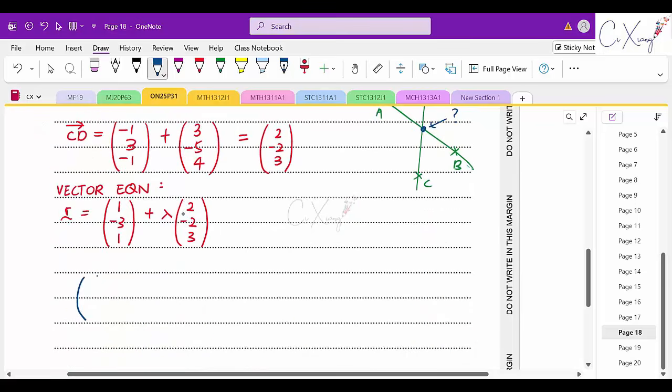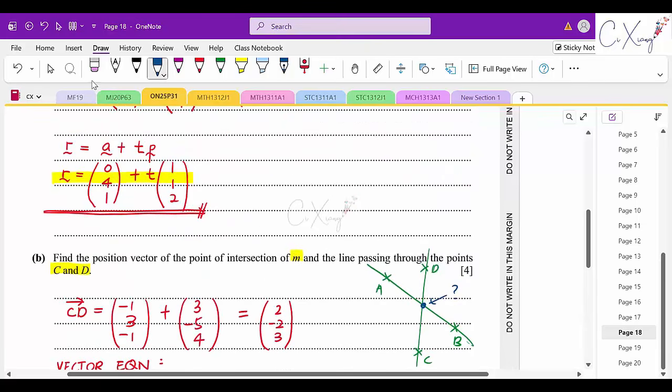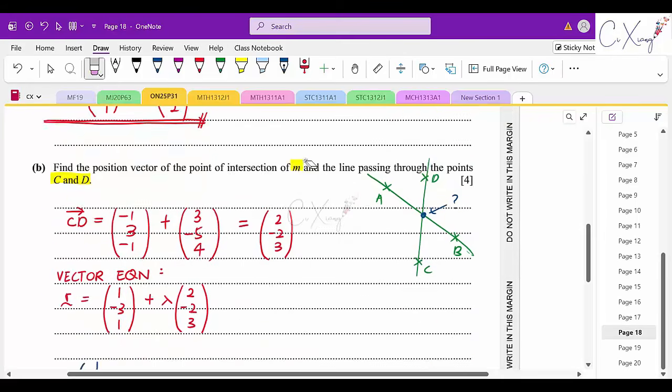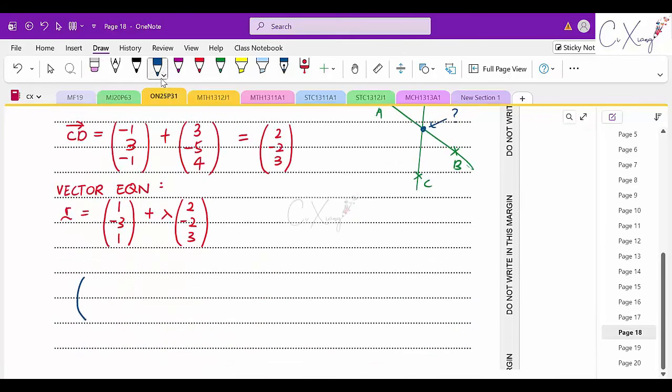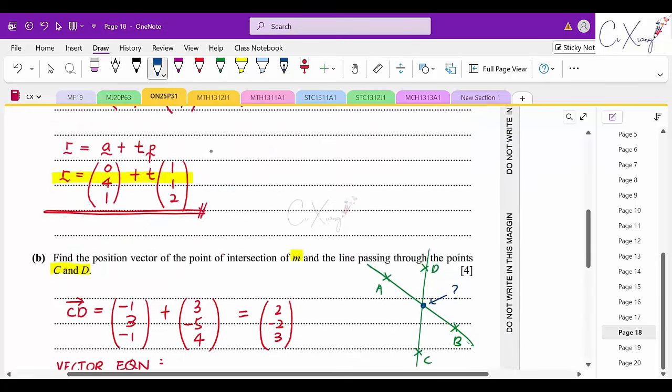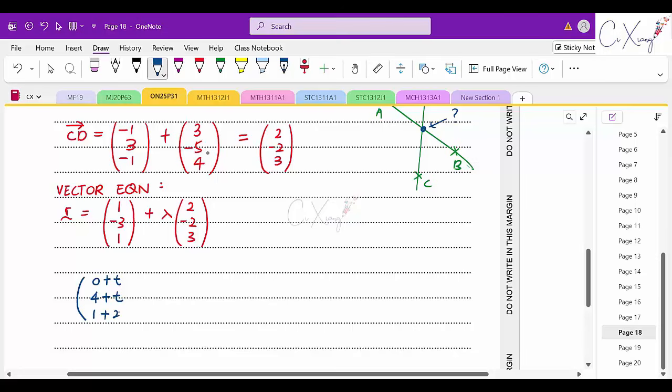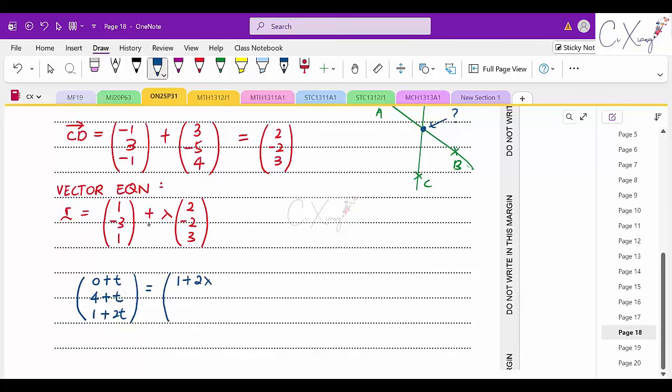I'm having the first vector equation: 1 plus t, 0 plus t, 4 plus t, then 1 plus 2t, equals to my second equation. The second vector equation is this one, where I'm having 1 plus 2 lambda, -3 minus 2 lambda, and also 1 plus 3 lambda. Okay, so from here, I will compare the x coordinate with the x coordinate.